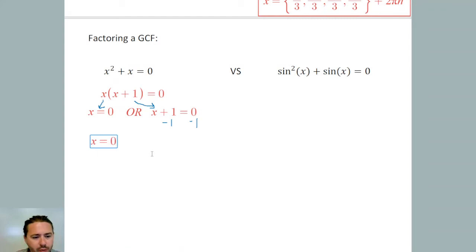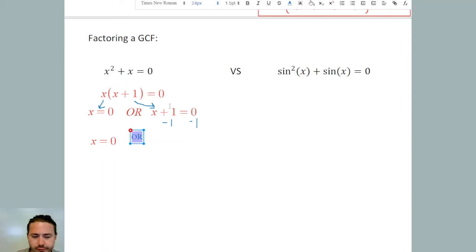I don't know why it doesn't let me do a space there. Come on, let me type the word or here. Or. There we go. Sorry, guys.